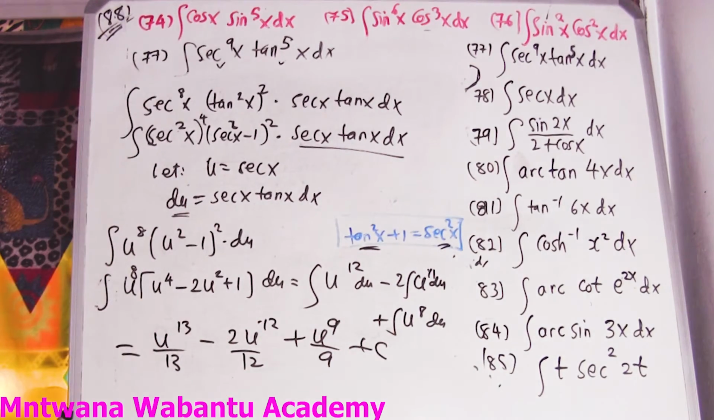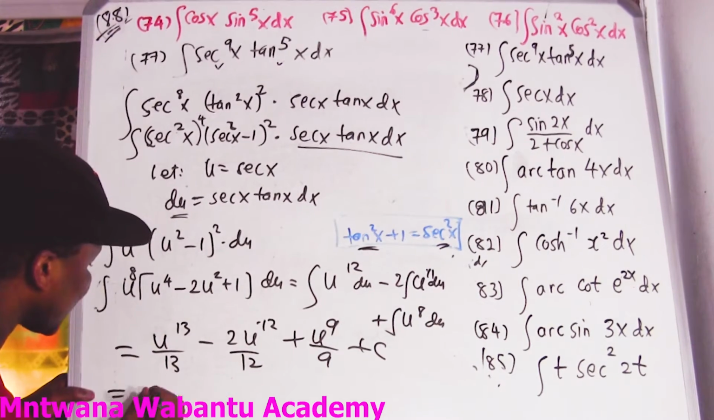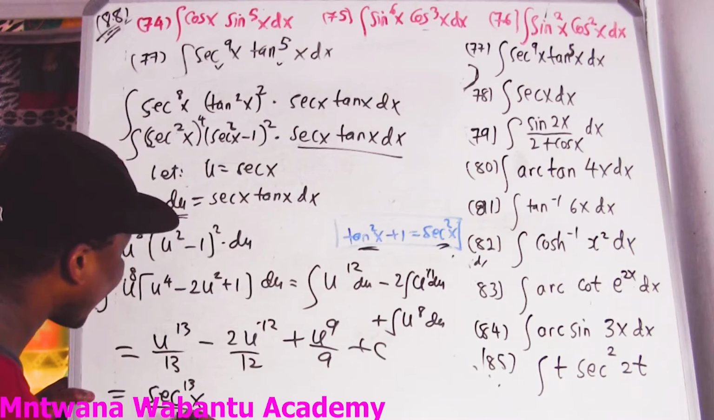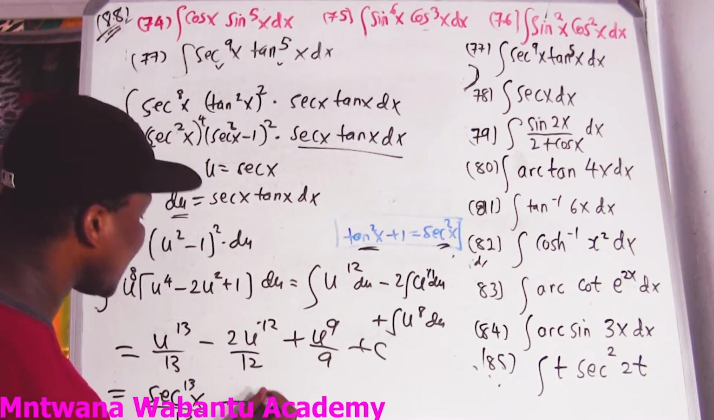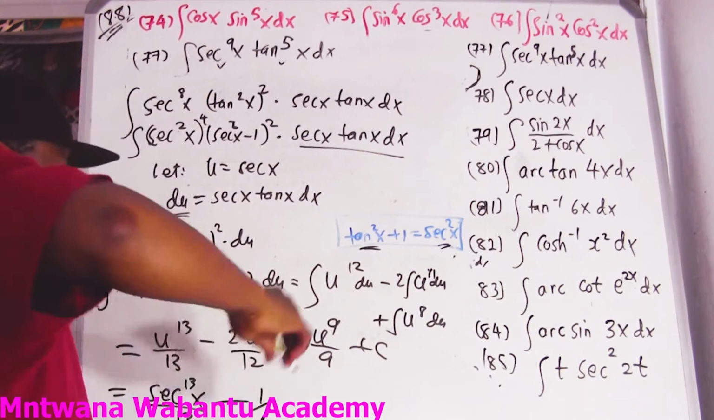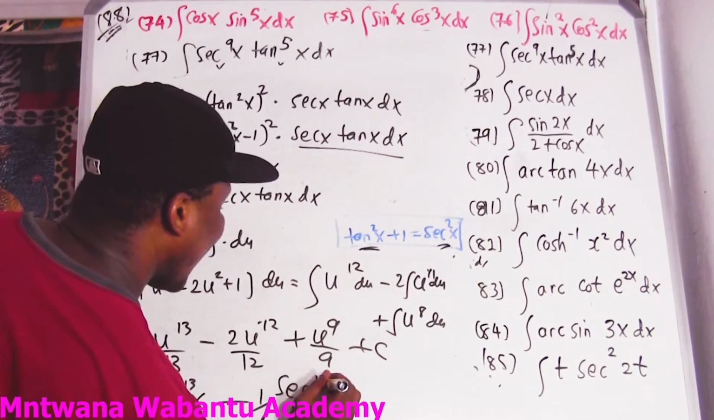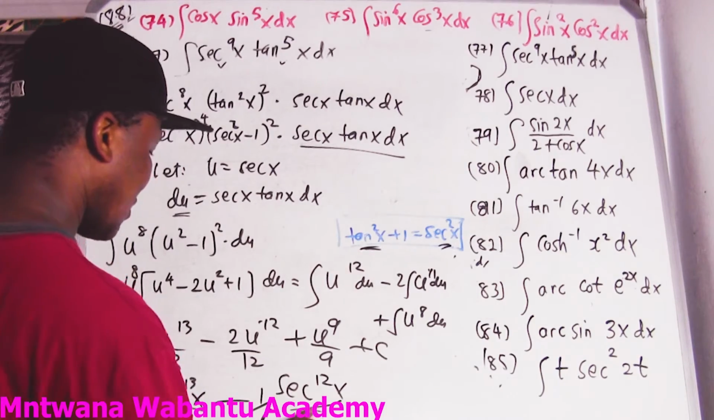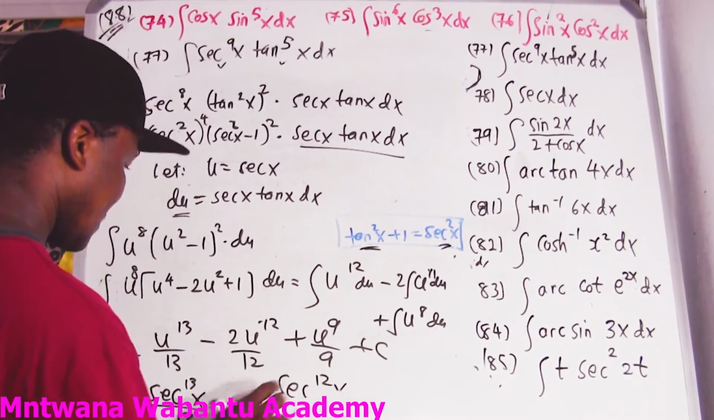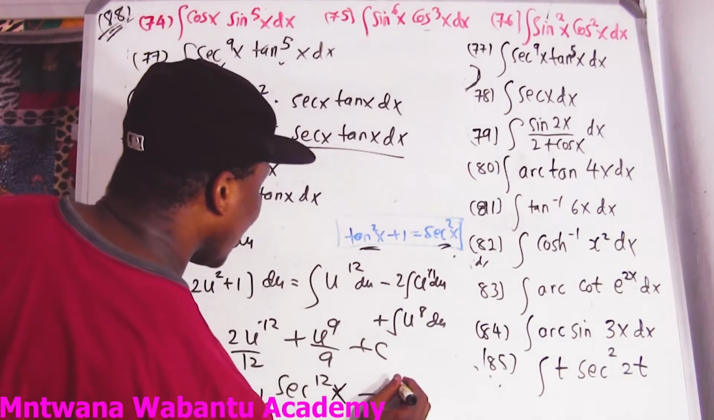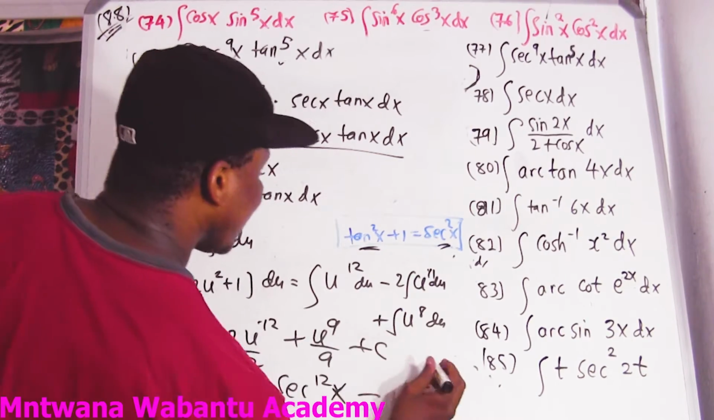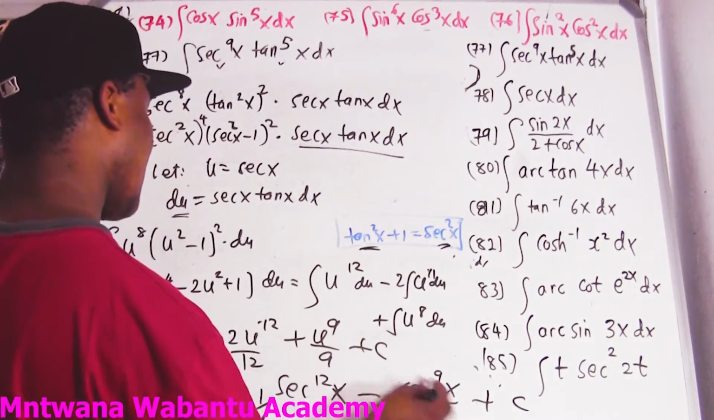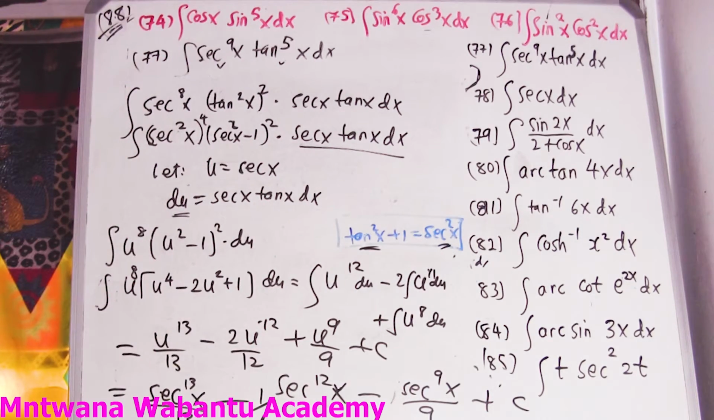Now we know the value for u. What is the value for u? u equals sec x. So this is equal to sec to the power 13 x over 13, minus 2 sec to the power 11 x over 11, minus, okay, this is going to be sec to the power 9 x over 9, and then plus our c. So we're done. That's how you do it.